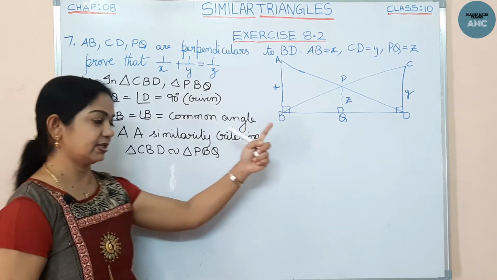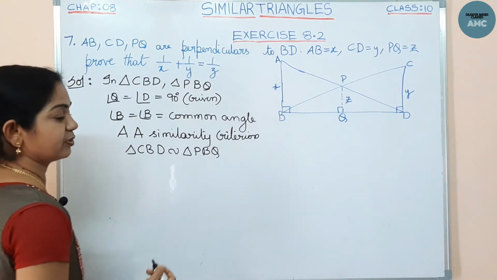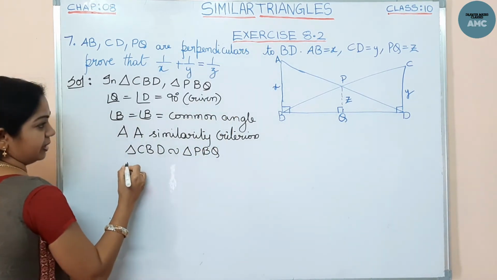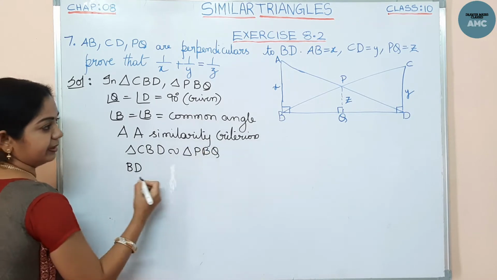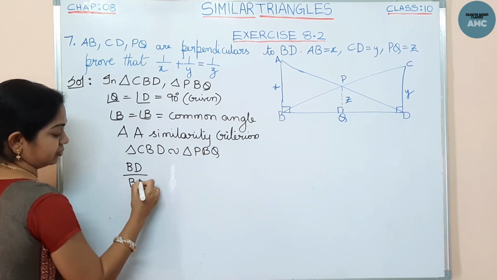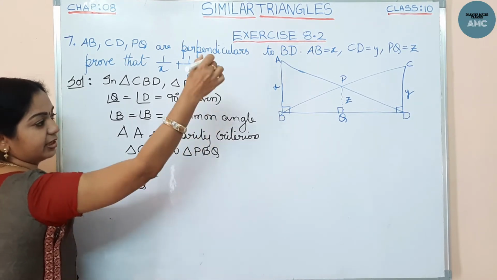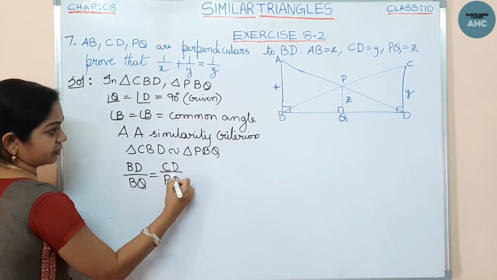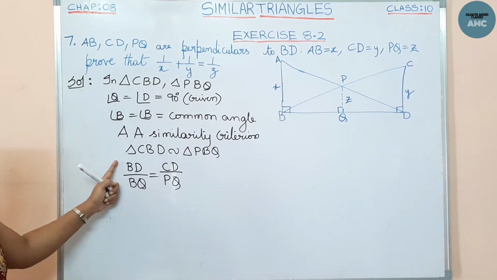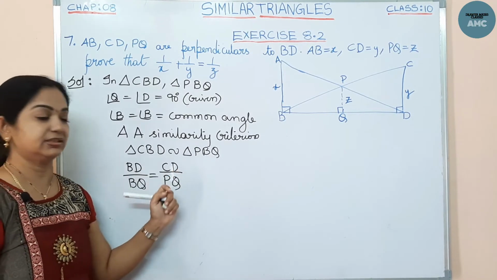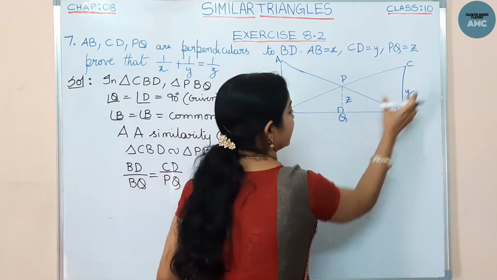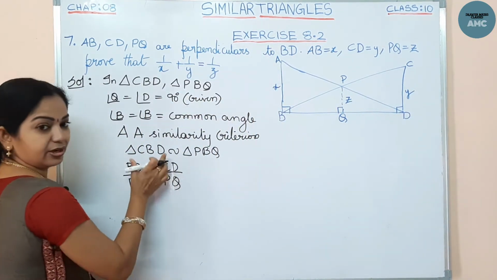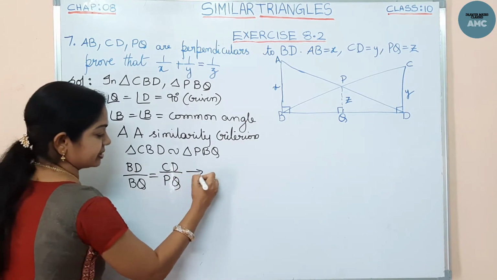Now if two triangles are similar, I can equate their corresponding sides. So the corresponding sides, I'll take these two sides. For the bigger triangle BD, for the smaller triangle BQ, is equal to, let me take the perpendiculars, CD by PQ. The bigger one is CD. So these two sides and this side I have equated because they are similar. Now here we know that, let me take this as equation 1.